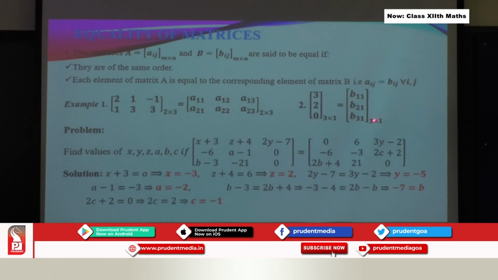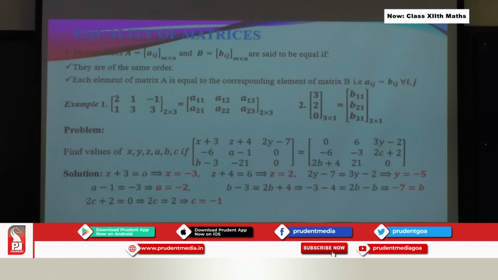Look at the order, same, and this equal to sign tells you B11 is equal to 3, B21 is equal to 2, and B31 is equal to 0. Now look at the problem. On this concept you can get many questions, and these questions are very important from an exam point of view.